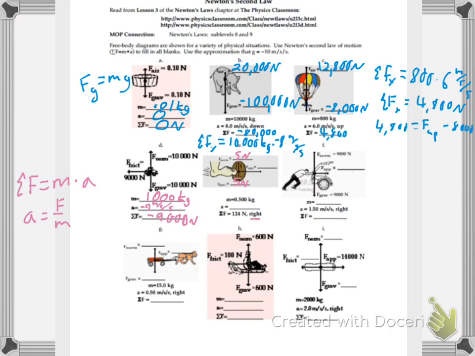This object is accelerating to the right. We know that it has a net force of 124 newtons. There is no friction acting against it, so that will be our force applied as well. Now using Newton's second law, force equals mass times acceleration, we know our force is 124 newtons. We can divide that by the mass of 0.5 kilograms to get a very, very large acceleration of 248 meters per second per second.